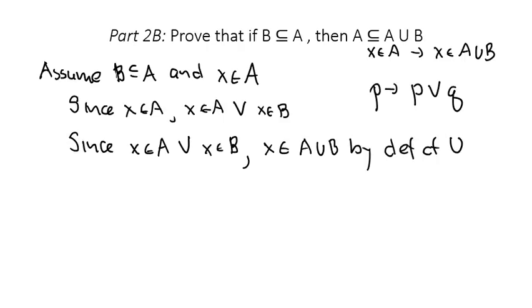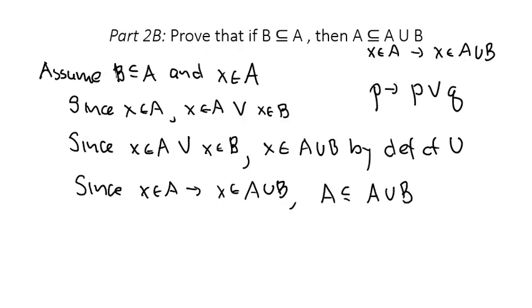So what have we shown? We've shown that since X is in A implies that X is in A union B, we can say that A is a subset of A union B. One last thing, and so that would be the last part of our proof. So we'd have the box, and it's colored in because it's the last part of our proof.